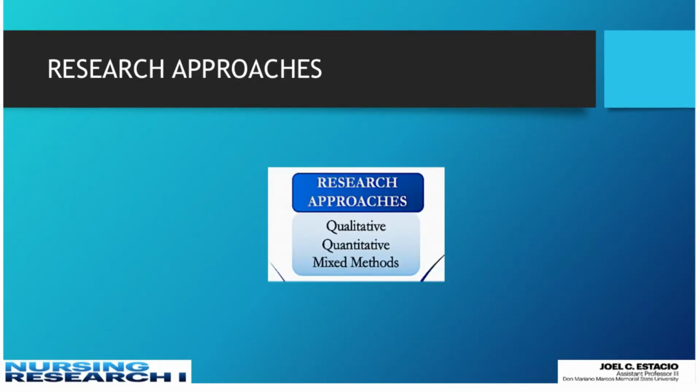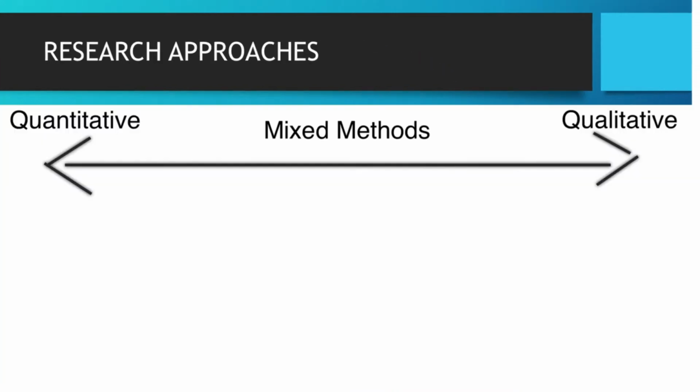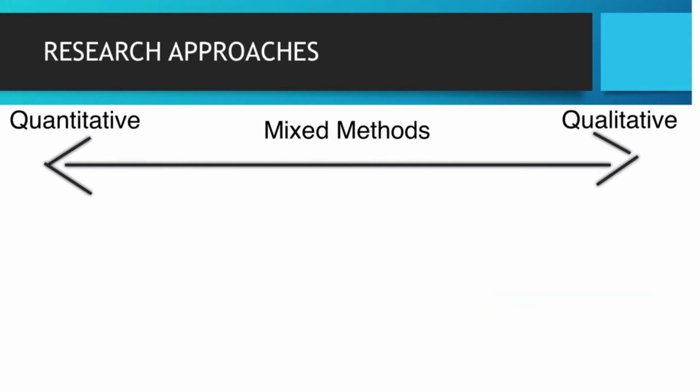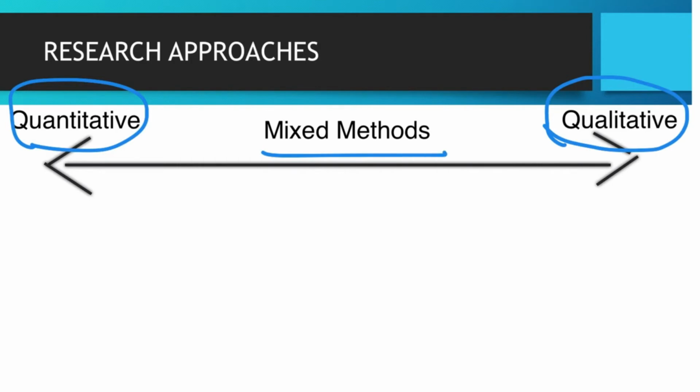The worldviews, the designs, and the methods all contribute to a research approach that tends to be either qualitative, quantitative, or mixed methods. Let's take a look at the characteristics of the research approaches. Think of the research approaches in this way. They are on a straight line. On the one end, we have quantitative approach, while on the other end, we have qualitative approach, and at the middle, we have mixed methods.